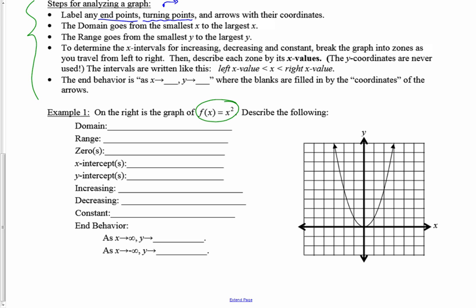I'm going to label the turning points. Turning points are places where I turn around. My graph has one turning point right here at the origin. Its coordinates are (0, 0).